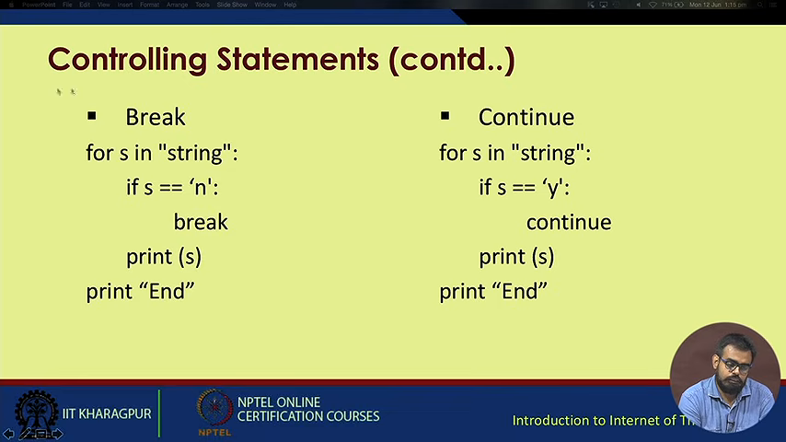Then you have various other controlling statements like break. So for s in string, the string may be anything. Let us say this is the string, then colon, then indentation. If s equal to n, it compares. If s is equal to n, then it breaks, it prints s, and then prints end, right? And then continue. For s in string, if s equal to y, it continues, then prints s, and then end.